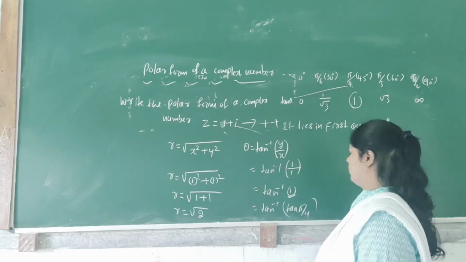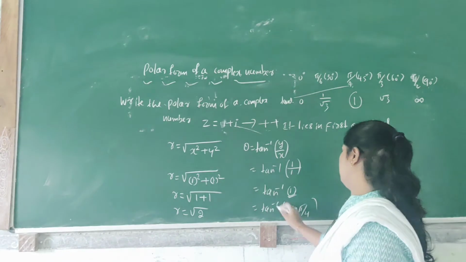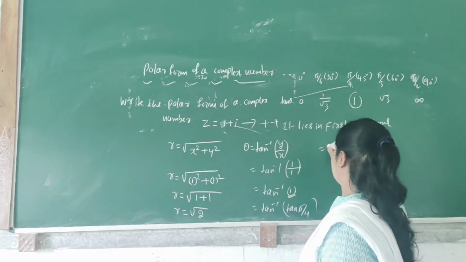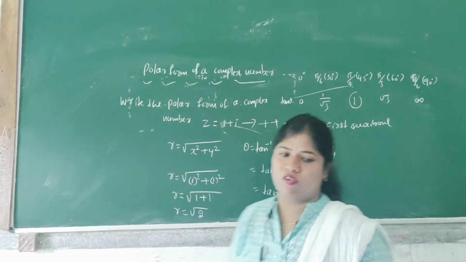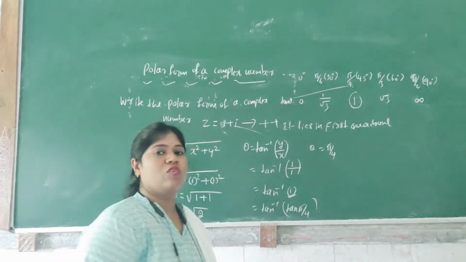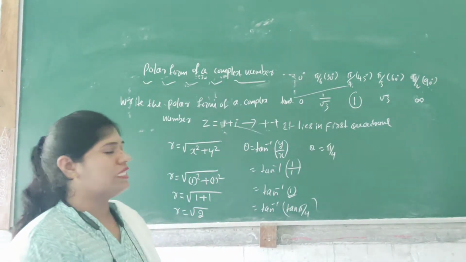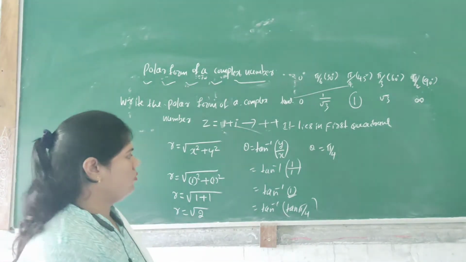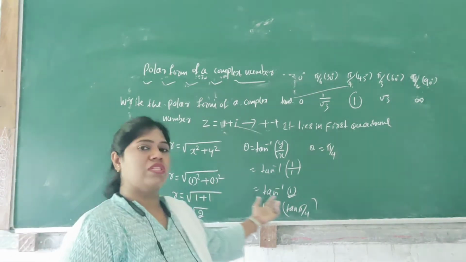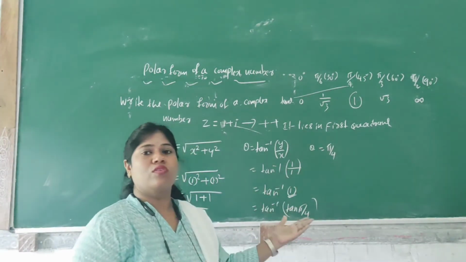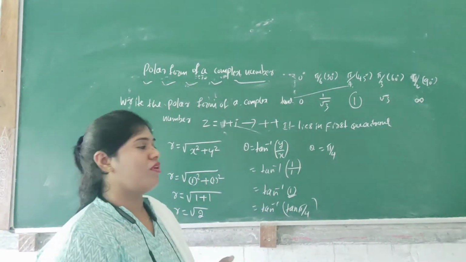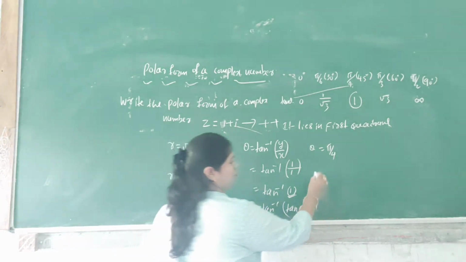Tan pi by 4 is equal to 1, so theta is equal to pi by 4. We got r equal to root 2 and theta equal to pi by 4. We have to substitute this r value and the theta value into the polar form. What is the polar form?